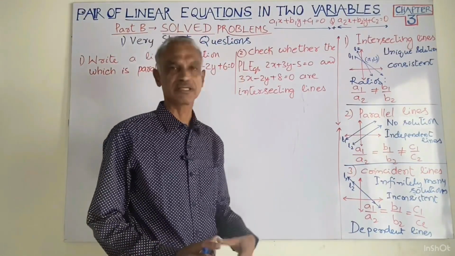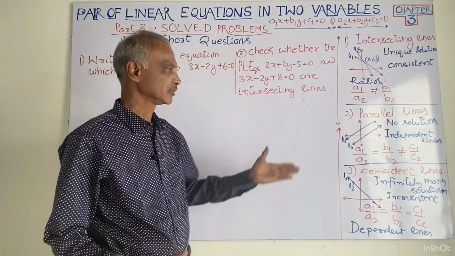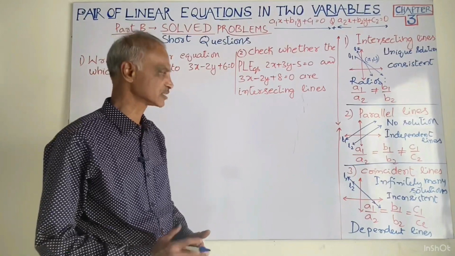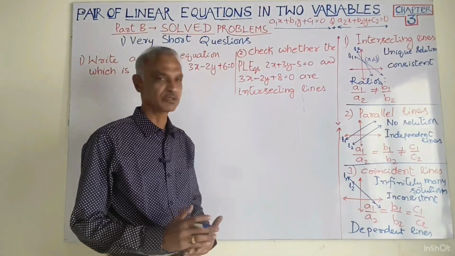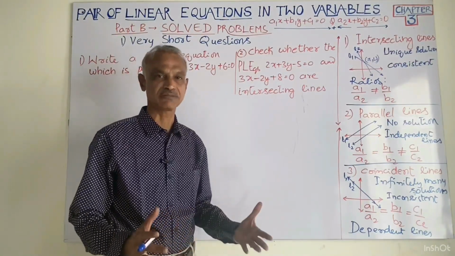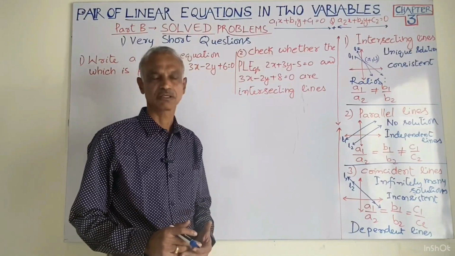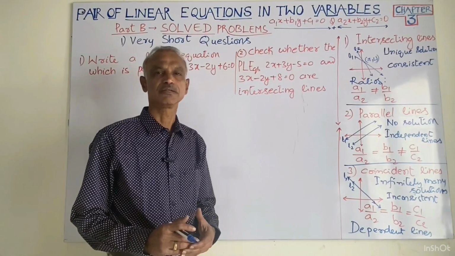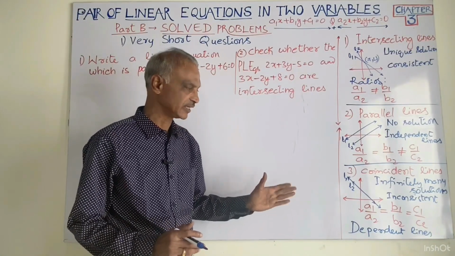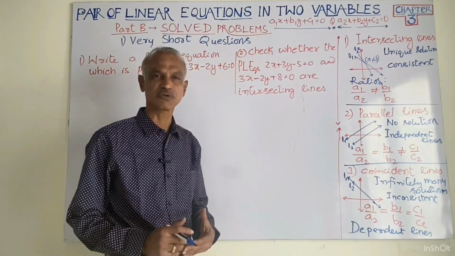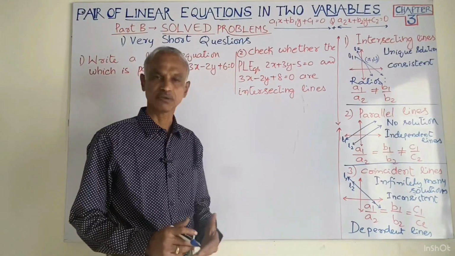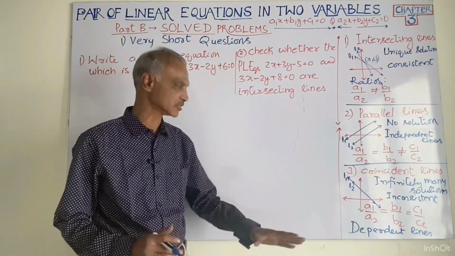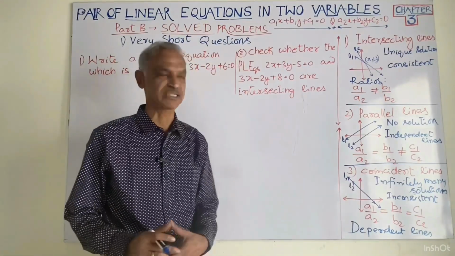When they are parallel lines, they don't have any solution. They are independent lines. Then what is the ratio of the coefficients? A1 by A2 is equal to B1 by B2 is not equal to C1 by C2. Next, coincident lines. They will have infinitely many solutions and they are inconsistent. What is the ratio of the coefficients? A1 by A2 is equal to B1 by B2 and is equal to C1 by C2. They are dependent lines. They depend on each other.